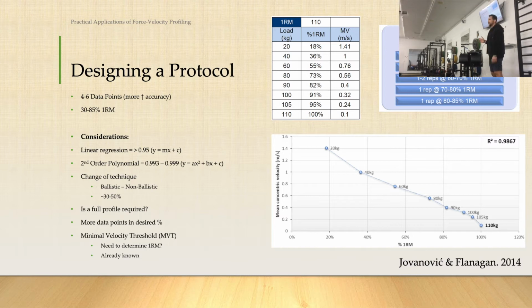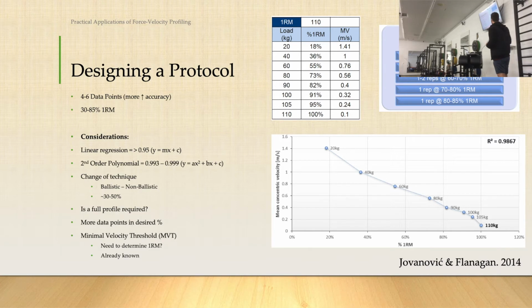Think about the change of technique. So if you're going to start at 30% and you're going to work your way up to 80, 85% or above, you're going to have a ballistic action turn into a strength action. So if you're thinking about the person spotting, if you're doing a bench press, think about how they have to change their technique from catching once you get to that 40, 50, 60% 1RM. Are they prepared to stop catching? Does the person throwing it know it's going to stop going in the air? All those sorts of things.